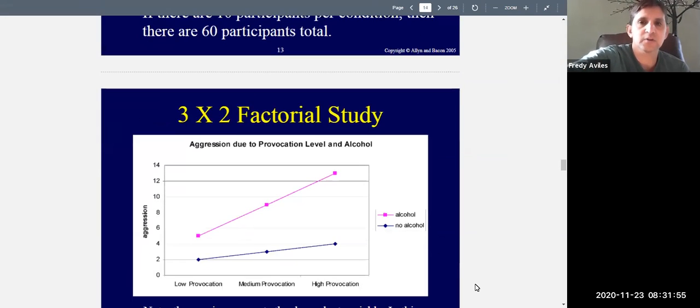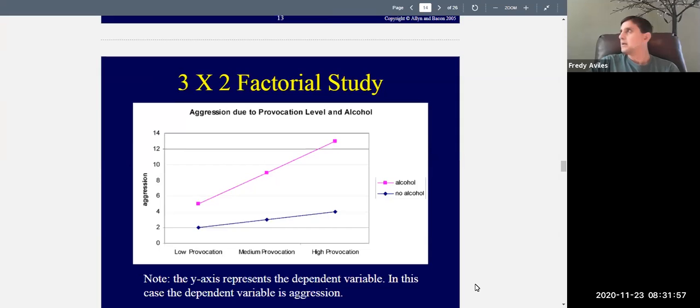Okay, so here's what the results look like. Okay, so if you look at the results, you have the pink line right there is alcohol, and the blue line is no alcohol. I graphed it this way, right? Because this is the way it makes more sense. You can graph it a different way, by the way, okay? But this is the way it makes most sense to me, all right? So you can see there.